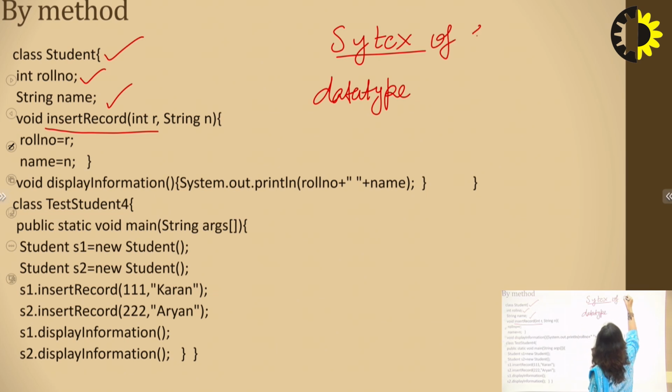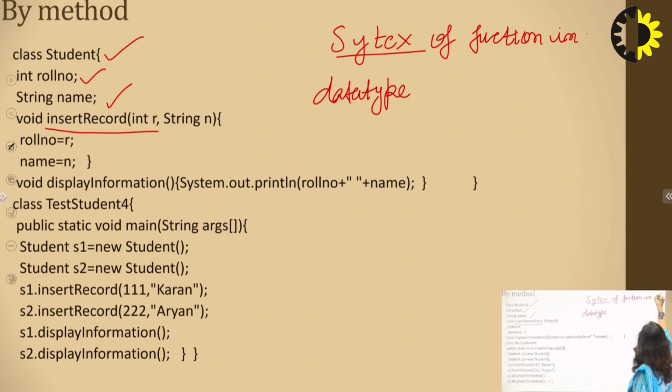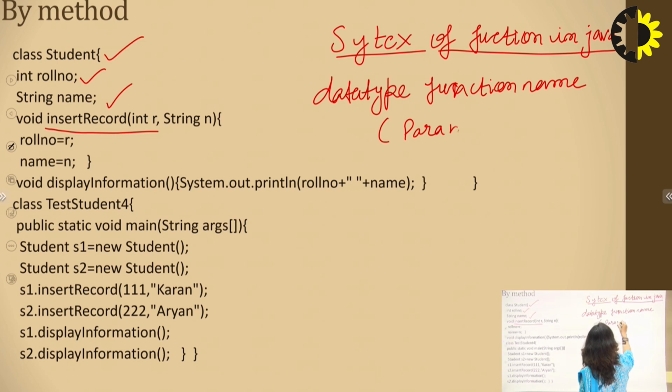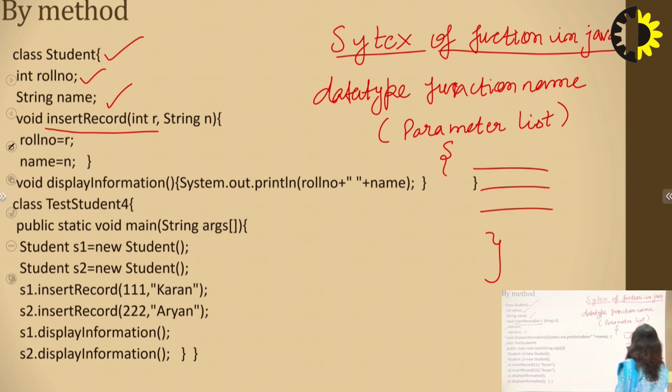The syntax of a function in Java: data type, then function name, then brackets start, parameter list, and then the body of the method, what you have to compute in that particular method.